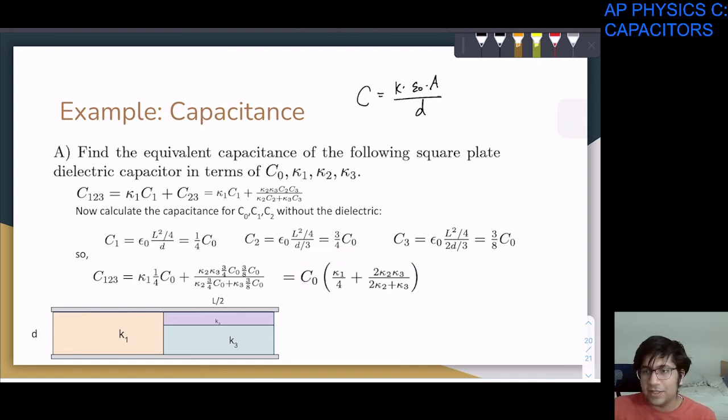So you can see that if we want a certain capacitance and we have three materials, there's a big range of possible effective kappas that we could get.